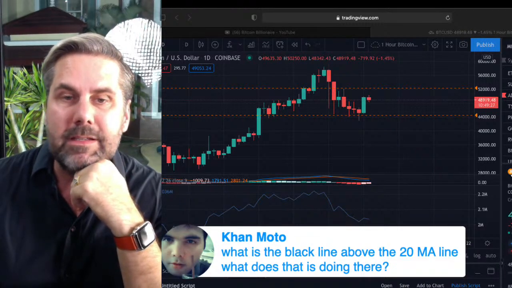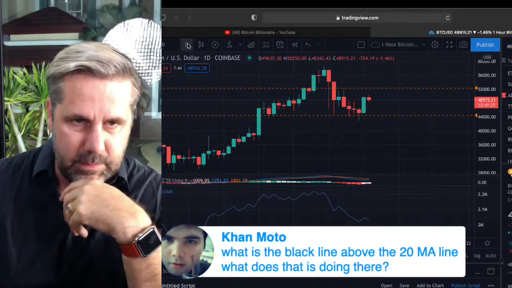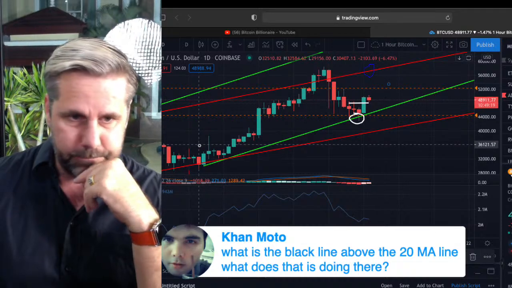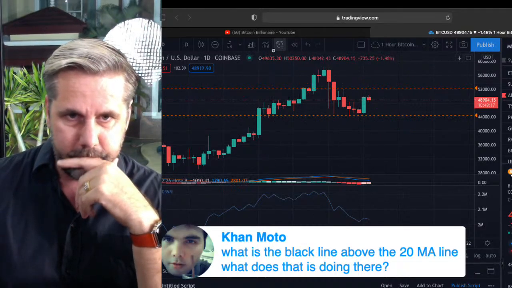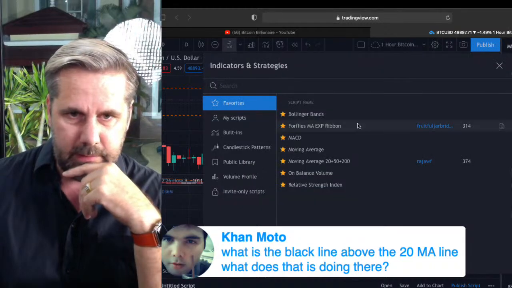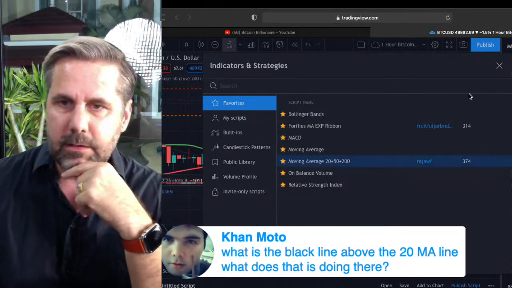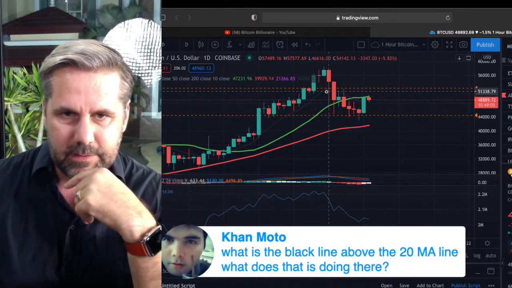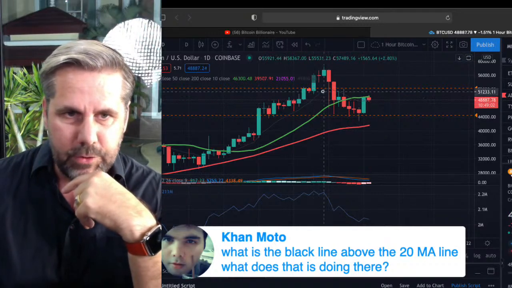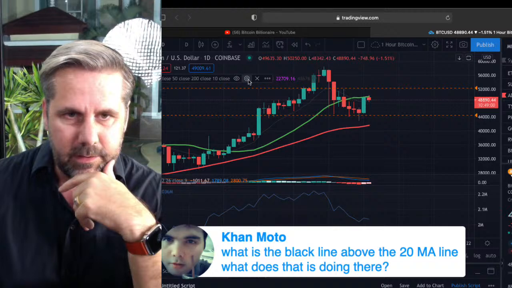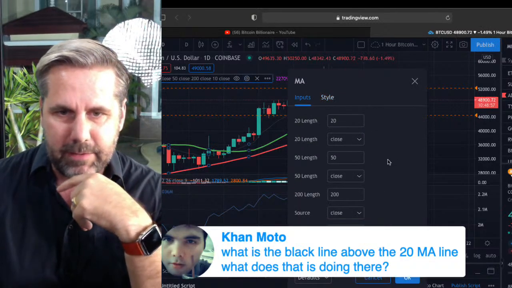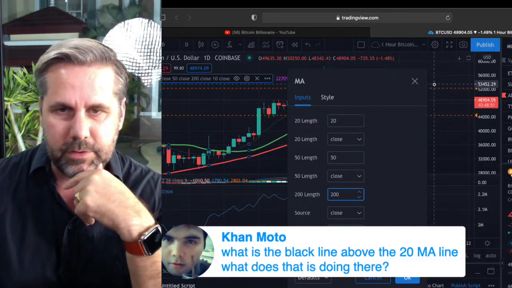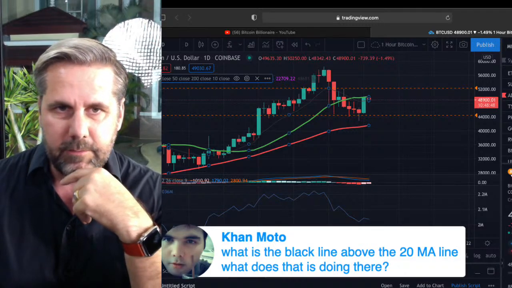The 10-day, okay, so let's quickly answer that because I want to answer questions before I teach you this. So let's get rid of that. Let's go to the tools, the indicator. Go back to this. The black line is the 10-day moving average. You could change those, by the way. You see 10 here? You could change the amount of time. But generally we don't. 20, 50, and 200 are the most important ones.